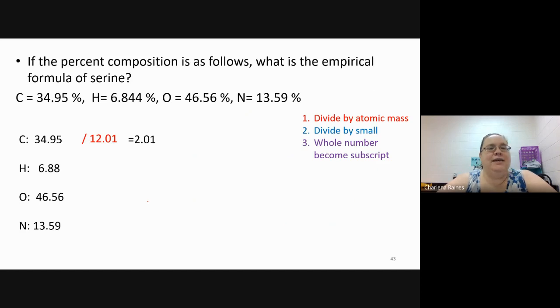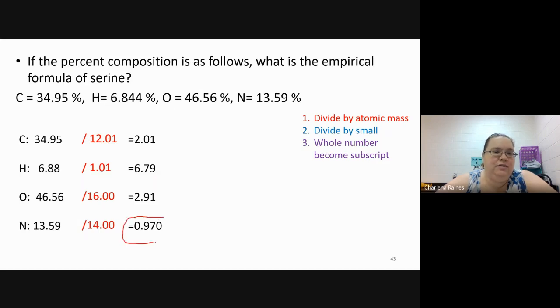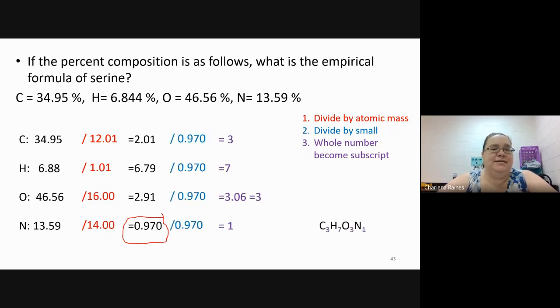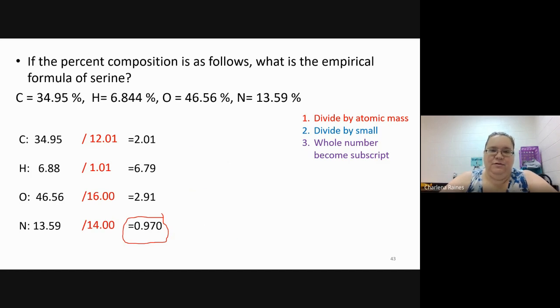So for carbon, I get 2.01. For my hydrogen, when I divide it by 1.01, I get 6.979. And for my oxygen, when I divide it by 16, I get 2.91. And last but not least, my nitrogen, I divide it by 14.01 and I get 0.97. So step one is done. Now I look at each of those answers and I see, what is my smallest number? Well, this time it's 0.97. So I'm going to divide all of these by that same small number.